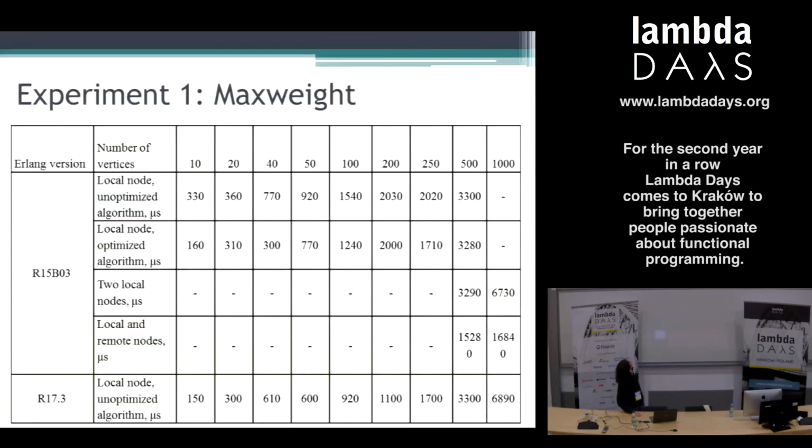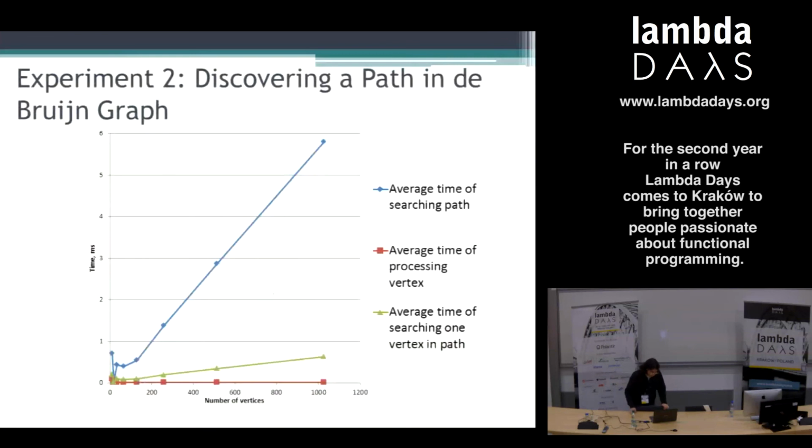Also, I have some experiments with remote nodes, but when they are both local nodes, we have similar results. For example, look at 500 nodes on two local R15B03 nodes, a similar time. And if we use a Wi-Fi connection, we have a lag, we have latency. Let's move to the next.